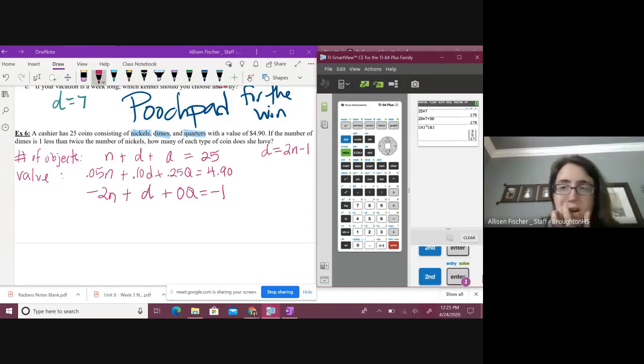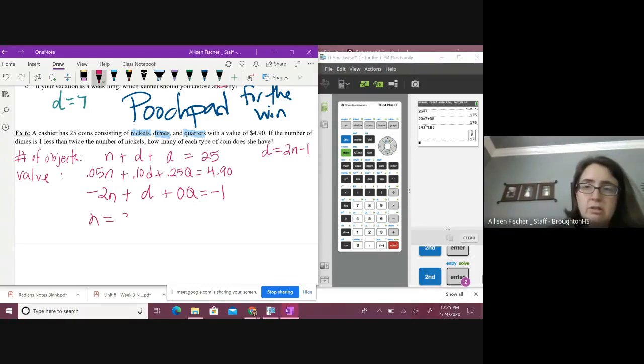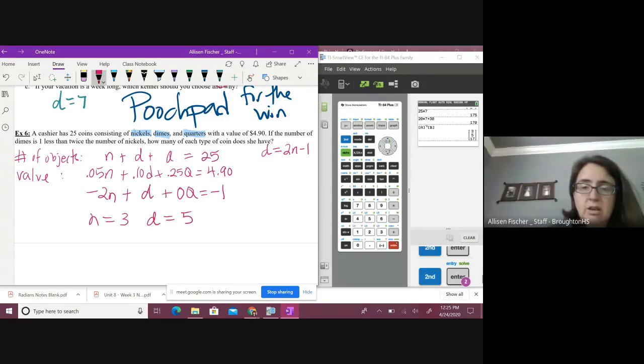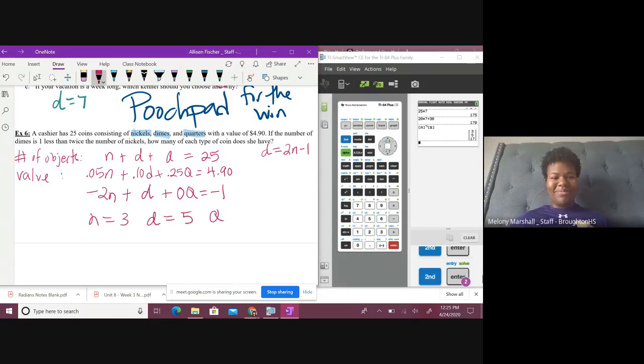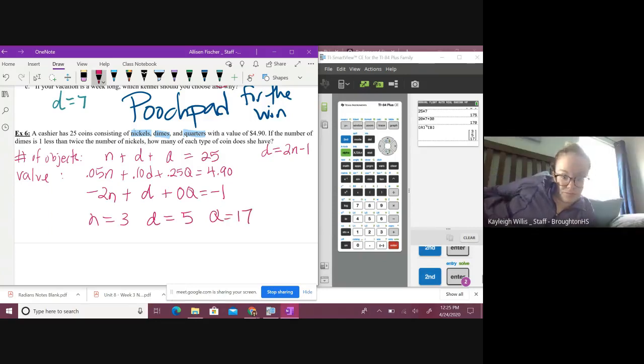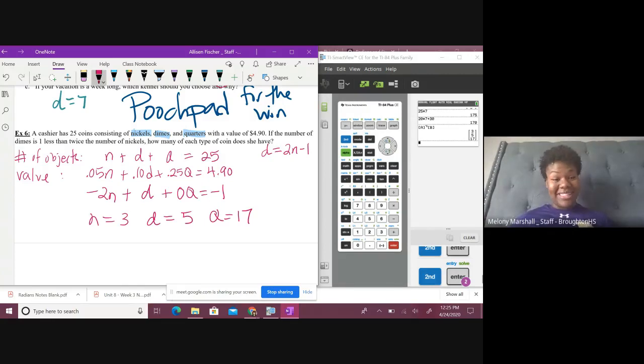Okay. And so we solve, we get 3, 5, and 17. So again, the order was nickels, dimes, then quarters. So our answer represents 3 nickels, 5 dimes, and 17 quarters. Yes. I'm rolling in the dough with the quarters, honey.